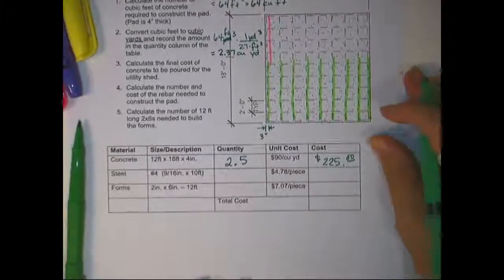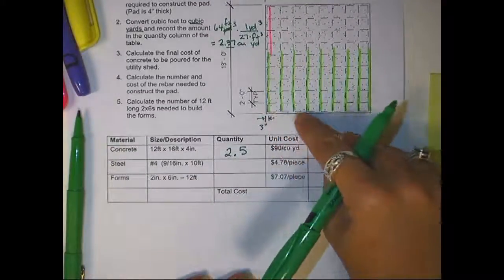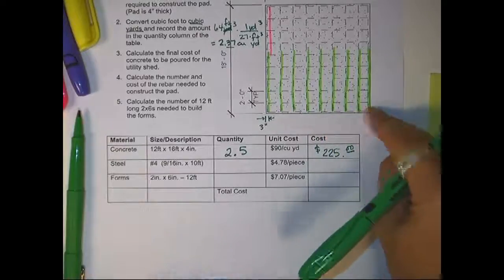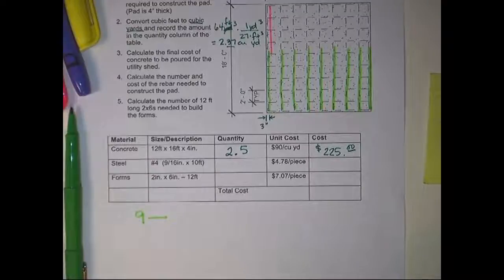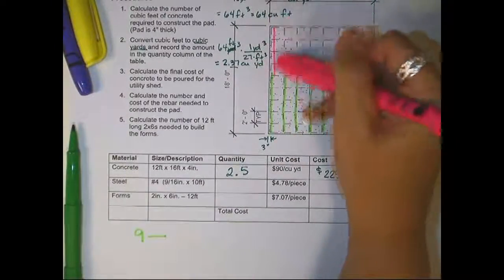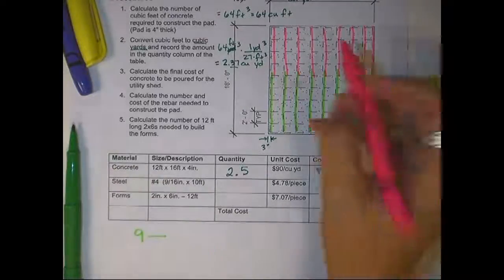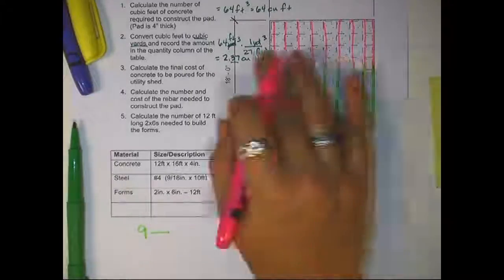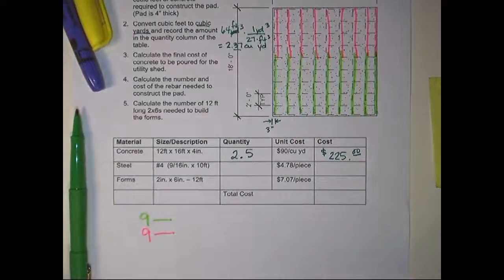Now make a little tally at the bottom. So these are each 10 foot. Count them up: 1, 2, 3, 4, 5, 6, 7, 8, 9. So I need 9 of the green ones. Now go in, and these are going to each be 8 foot long. Go ahead and draw those in as well. Count those up. I also have 9 of them that are the pink.